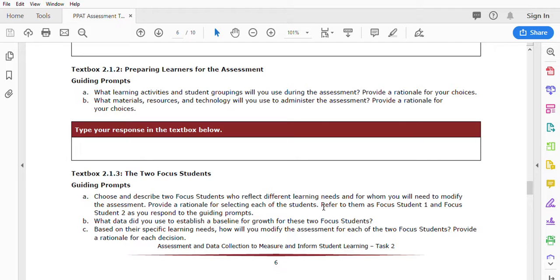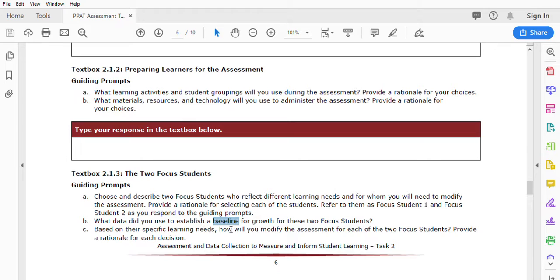And in this part, I know we talked about pseudonyms in class, but you can just refer to them as Focus Student 1 and Focus Student 2, or shorthand it to FS1 and FS2. You're going to talk about your baseline data for these two students. Remember, baseline data is your pre-assessment, whatever you've chosen for your pre-assessment.